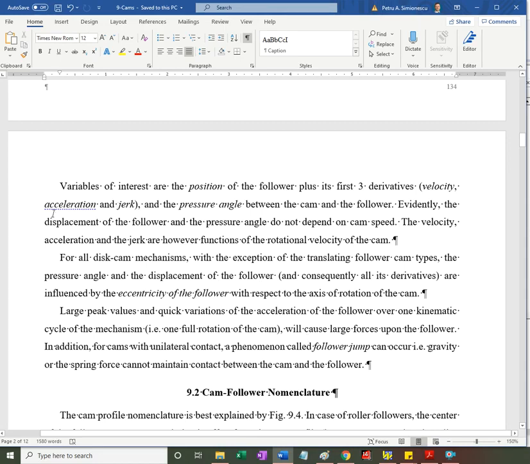You want the acceleration to be finite, and you also want the jerk to be finite in case of high-speed applications, because infinite accelerations theoretically translate into very large contact forces that cause wear and noise. Again, we want to limit those, as well as the derivative of the acceleration, which is called jerk.